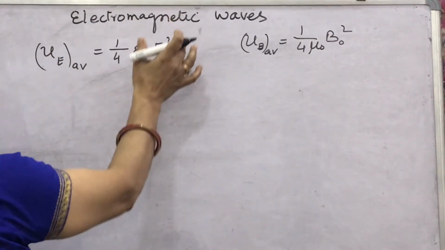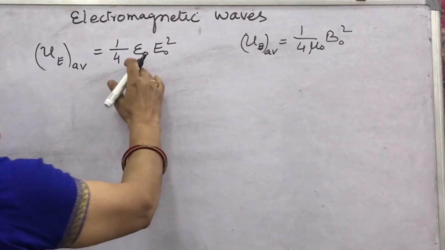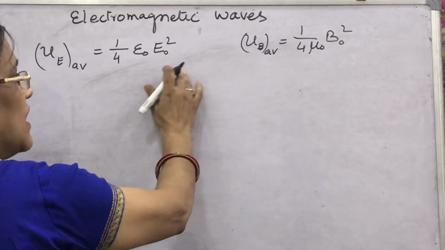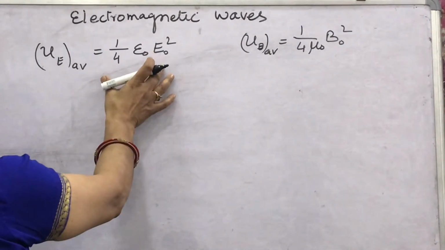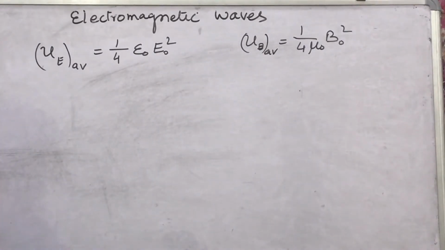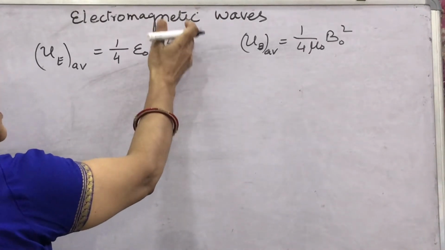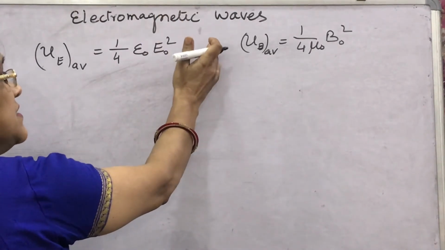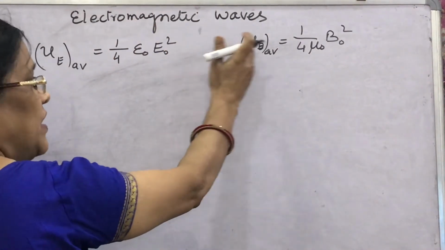Since EM waves consist of both electric and magnetic fields, it is said that these two energies are equal. Half is the electrical energy, half is the magnetic energy. Then prove it. This question is asked: how will you prove that EM waves have energy density which is equally electrical and magnetic?